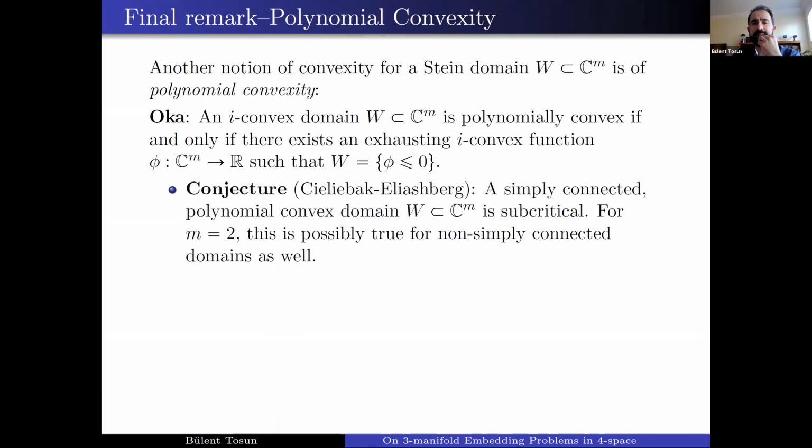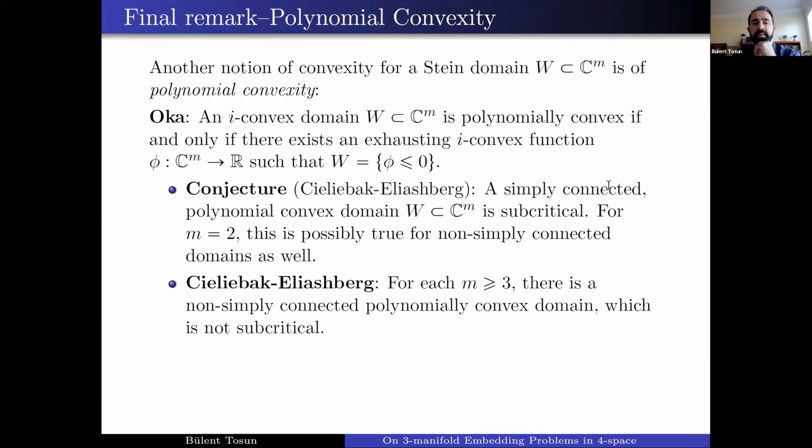And indeed, for m equal to 2, at least Yasha claims that this is possibly true even for non-simply connected domains as well. And just to emphasize this simply connected part, in the same paper, Cieliebak and Eliashberg, in complex dimension 3 and above, find non-simply connected polynomially convex domains which are not subcritical. So it's really interesting: some symplectic geometry, but on the other side, building on some example already in Hatcher's book and showing why it cannot be subcritical.